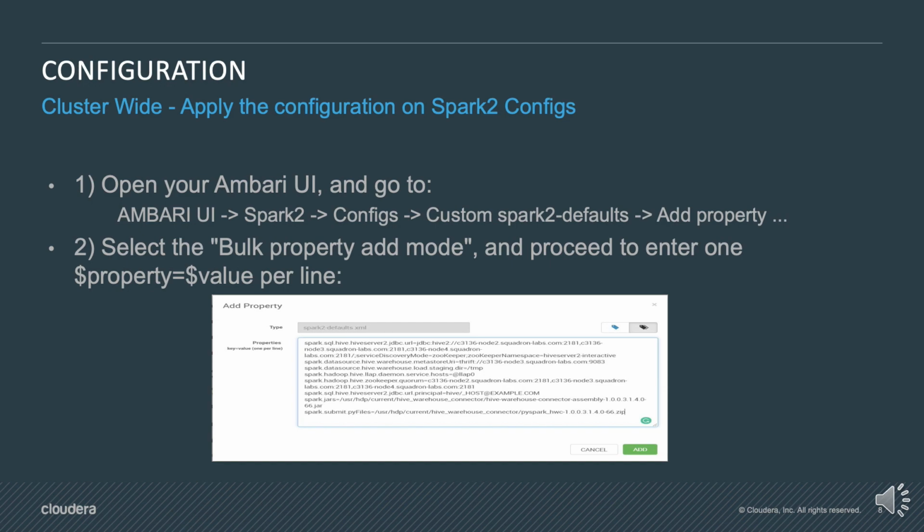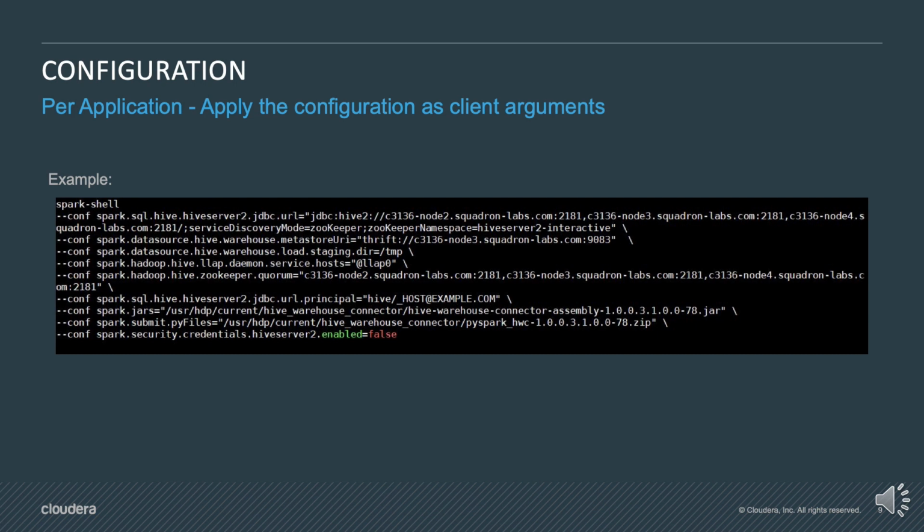If we want to apply the same configurations per application and not cluster-wide, here we have an example using the spark-shell command. Now let's pause and check the last configuration line. As we can read, --conf space spark.security.credentials.hiveserver2.enabled equals false. This property is only set to false if our Spark execution is in YARN client mode. For YARN cluster mode, this property should be set to true.